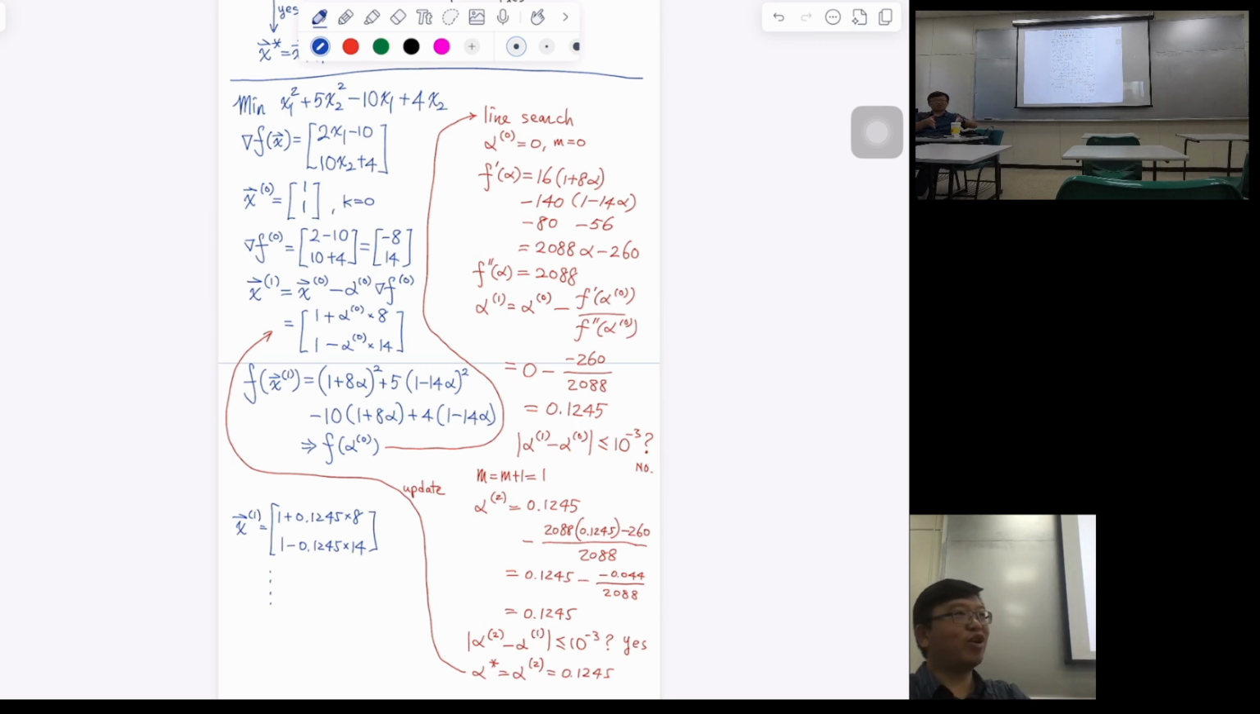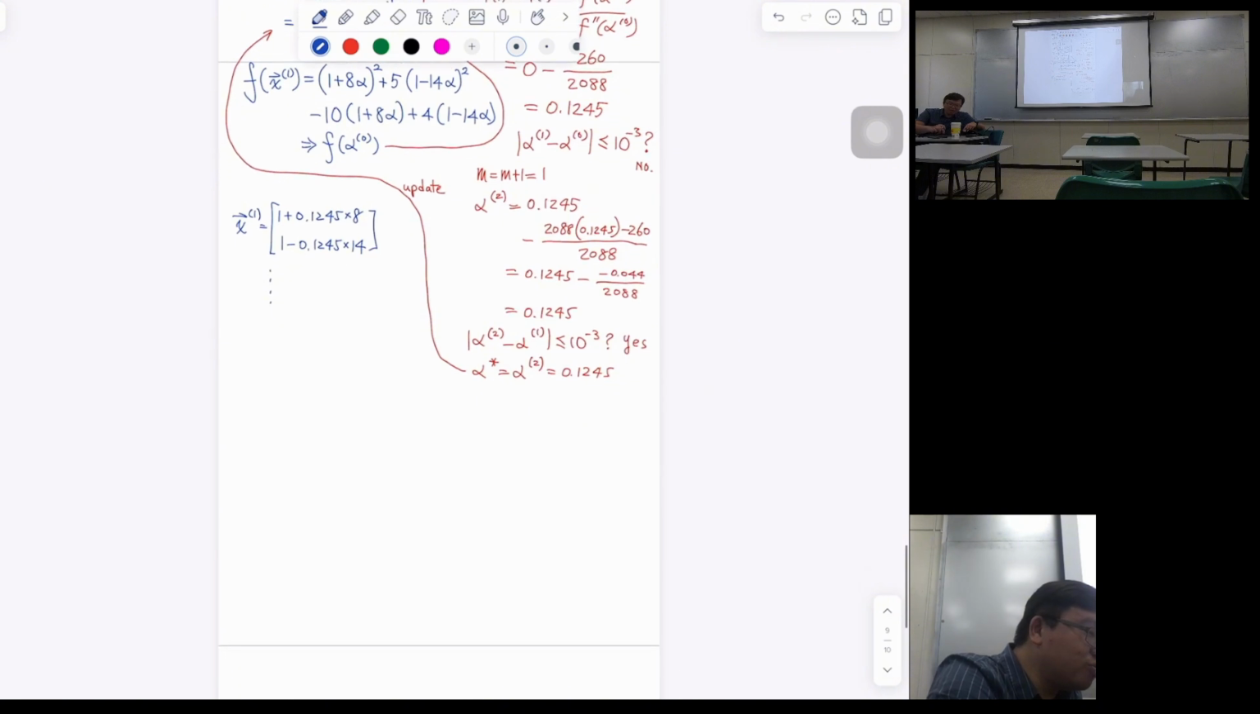Today we are talking about the gradient-based approach. For the gradient-based approach, we can only find the local minimum. We cannot guarantee we can find the global minimum. Okay, but still, the gradient-based approaches are more effective than evolutionary optimization.